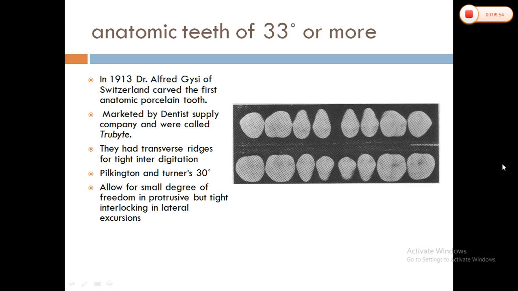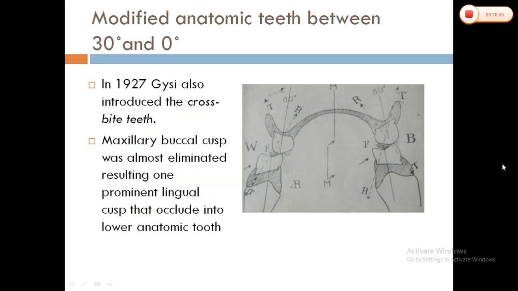Pilkington and Turner's 30-degree teeth. They allow for a small degree of freedom in protrusive but tight interlocking in lateral excursions. Modified anatomic teeth, that is, in between 30 and 0. In 1927, Geisy also introduced the cross-bite teeth. The maxillary buccal cusp was almost eliminated, resulting in one prominent lingual cusp that occluded into the lower anatomic tooth form. As you can see in this picture, the buccal cusp was almost eliminated.